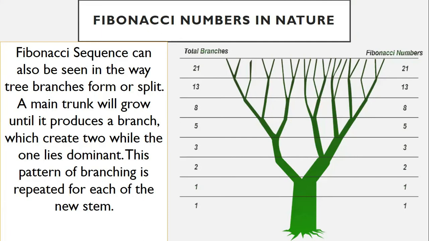The Fibonacci sequence can also be seen in the way tree branches form or split. A main trunk will grow until it produces a branch, which will create two while the one remains dominant. The pattern of branching is repeated for each of the new stems. Look at the number of branches: 1, 1, 2, 3, 5, 8, 13, and 21, which can be seen in the Fibonacci numbers.